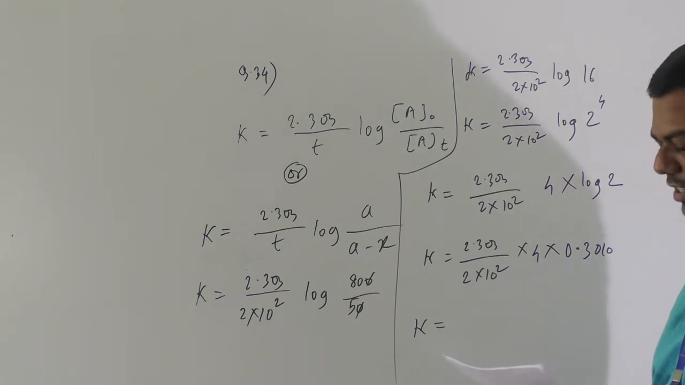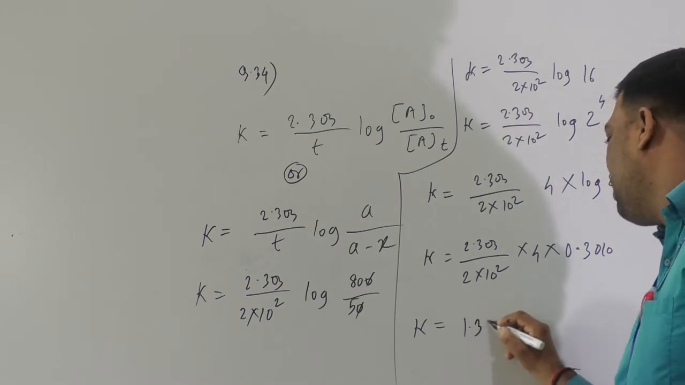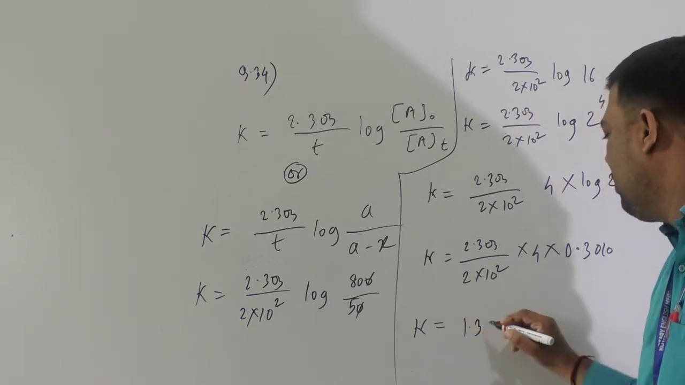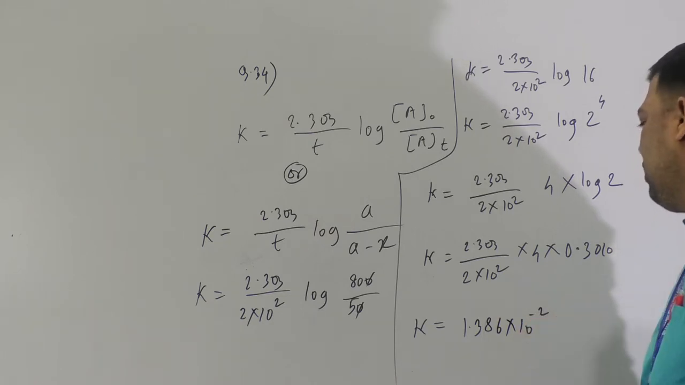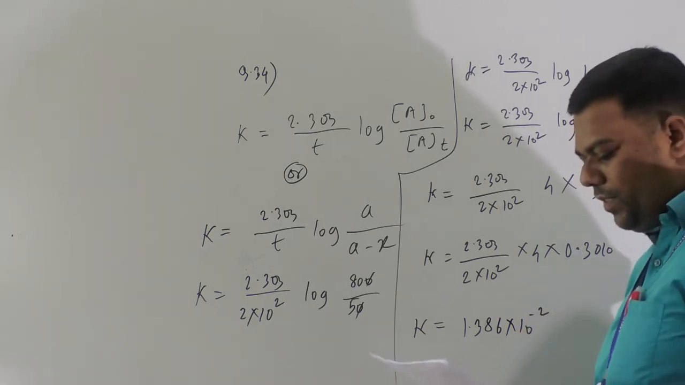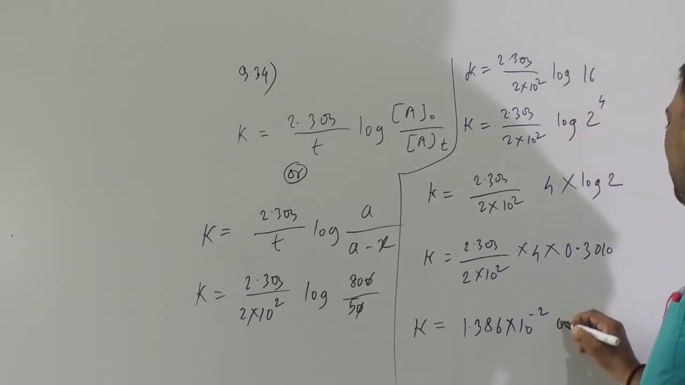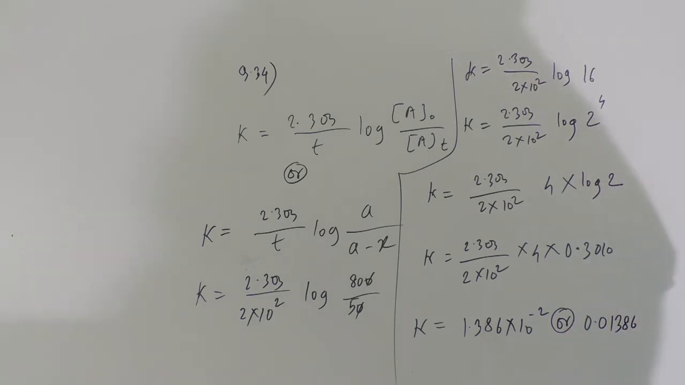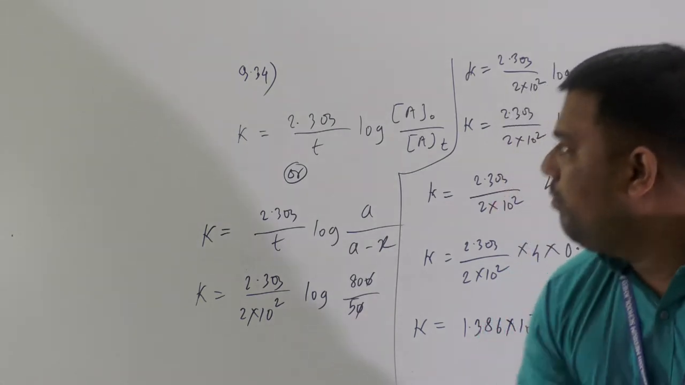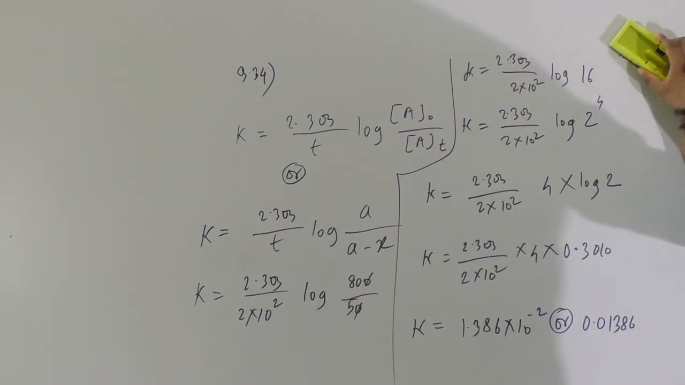And how much is it? Your option is 1.386 into 10 raised to minus 2. Or you will get the answer like this, 0.01386. It is your answer of question number 34. I hope you understood this.